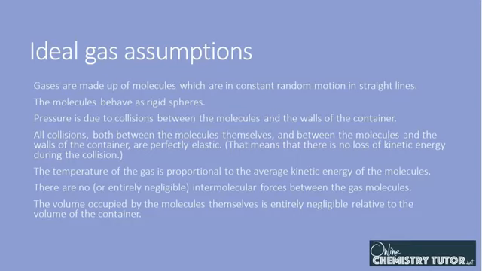Sometimes this is a 1 or 2 mark question in the exam, so you need to be aware of it. What do we mean by an ideal gas? What assumptions are we making? Well, first of all, we assume that the gases are made up of molecules or possibly atoms, which are in constant random motion, straight lines, and they behave as a rigid sphere.